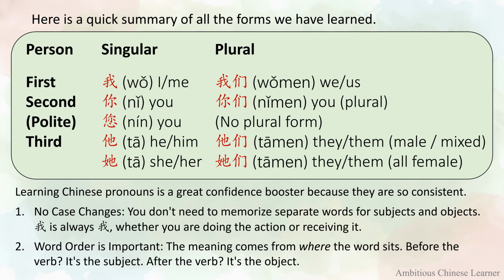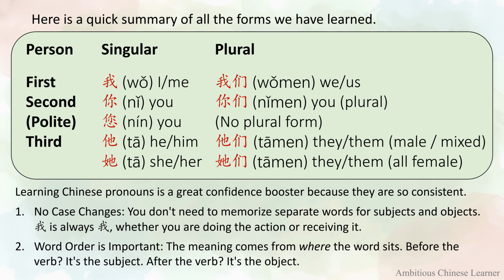我, I or me. 我们, we or us. 你, you. 你们, you plural. 您, you. 他, he or him. 他们, they or them, male or mixed. 她, she or her. 她们, they or them, female.